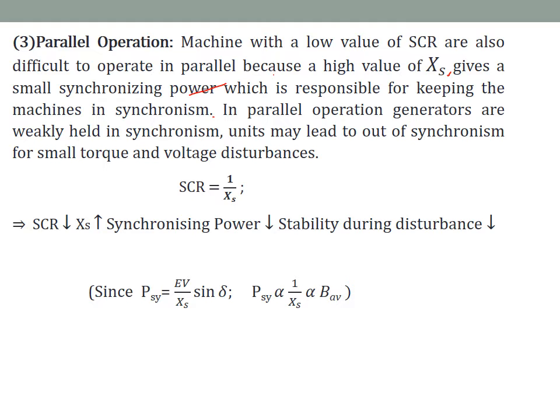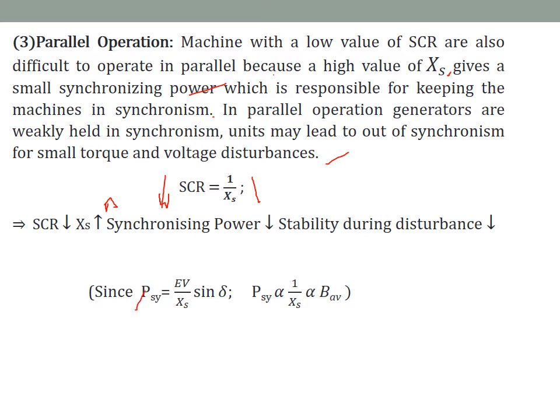In parallel operation, generators are weakly held in synchronism. Units may go out of synchronism for small torque and voltage disturbances. See here, SCR is equal to 1 by Xs. If you select a low value of SCR, it means Xs is large.